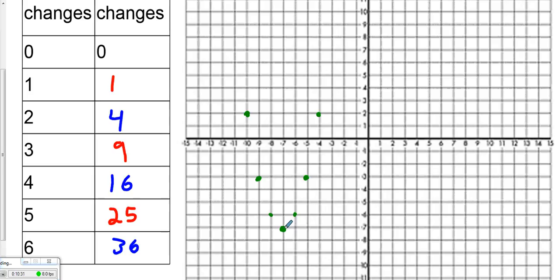Again, all I'm doing is thinking about my changes, but from the perspective of the vertex. From the vertex here, over 1, up 1. Over 2, up 4. Over 3, up 9. If I wanted to go again, I'd go over 4, up 16, and so on. And this would help me graph my parabola. I just have to think about where my vertex is at and how it is moving.